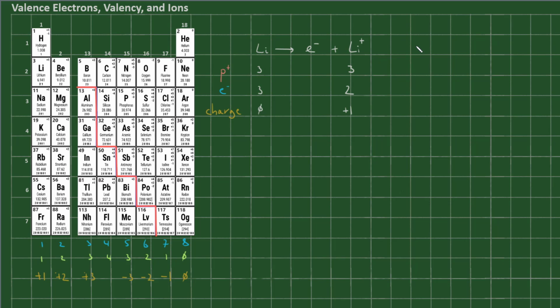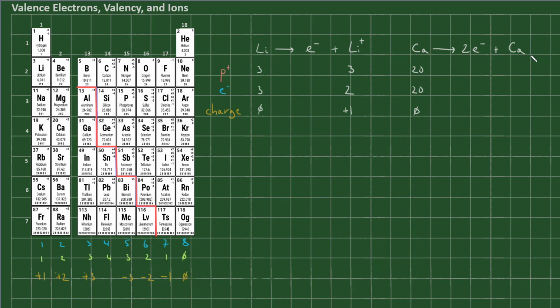Let's do the same thing for calcium. So I'm going to start with a calcium atom, and then I will end up with something else. Initially, calcium is neutral. It has 20 protons and 20 electrons. So the overall charge is 0. Calcium is a metal, so it's going to donate electrons. How many? Well, according to the valency, 2. So I will end up with 2 free-floating electrons, and I will end up with a calcium ion.